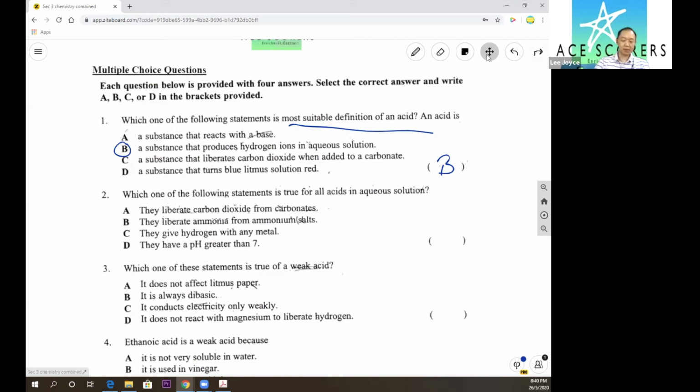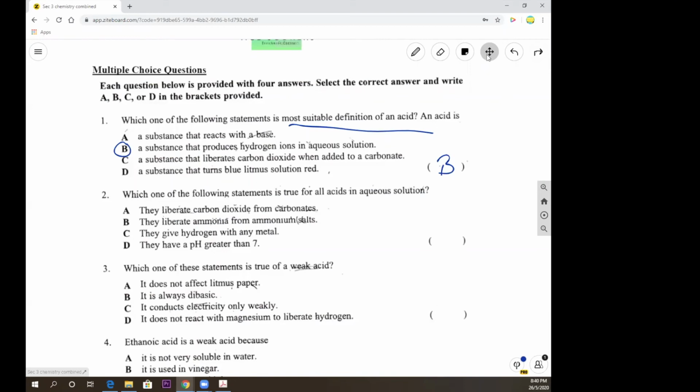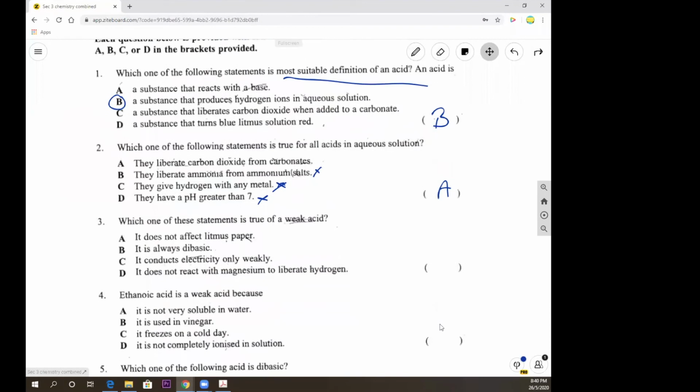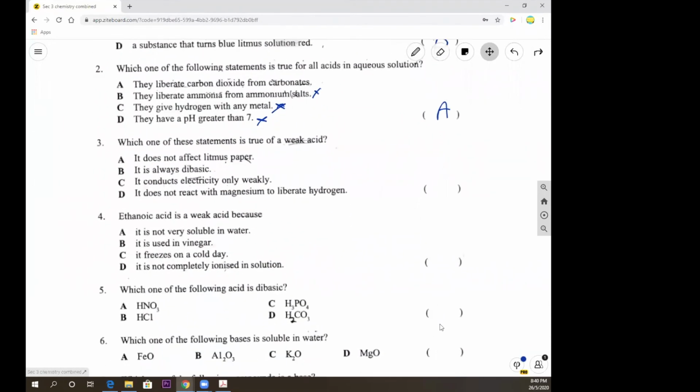Okay, which one? Okay, the answer is A. A, deliberate carbonate. Okay, there are a lot of answers here that are very close, right? So A is the best answer. How come? Because this is not true all the time. This one is confirm wrong, this one wrong, this one not true all the time, so it's A. Next one. 3. Which one is true of a weak acid?